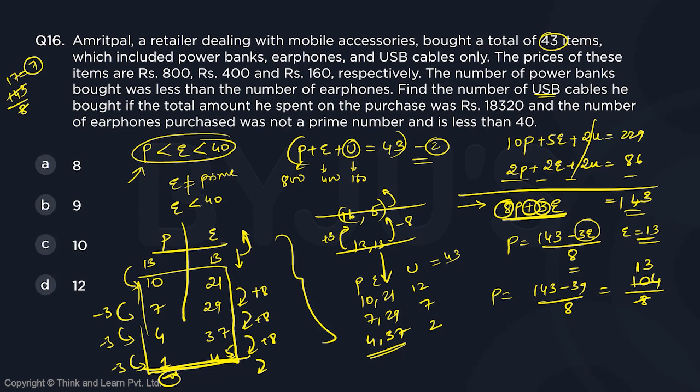Okay, so what is the question finally talking about? Find the number of USBs, and earphones purchased was not a prime number. So E is not a prime number. So if E is not a prime number, then this is ruled out, this is ruled out. So you will be left with only one possibility, because 29 and 37 are also prime numbers. Therefore, you'll have 10, 21 and 12, in which case the number of USBs will be 12, which is option D.